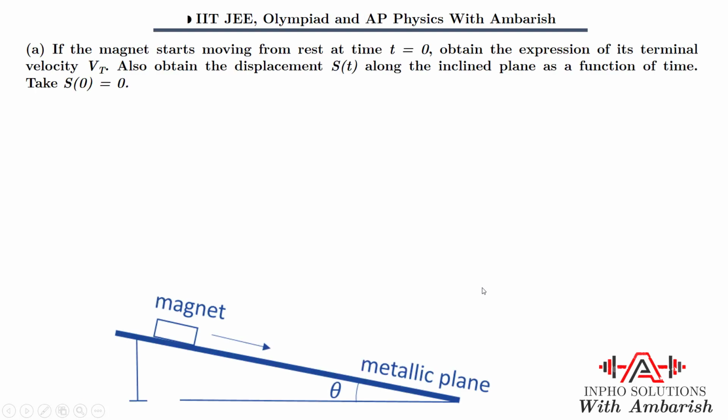The first part of the question is: if the magnet starts moving from rest at time t equal to 0, obtain the expression for its terminal velocity vt. Also obtain the displacement s(t) along the inclined plane as a function of time. Take s0 equal to 0.